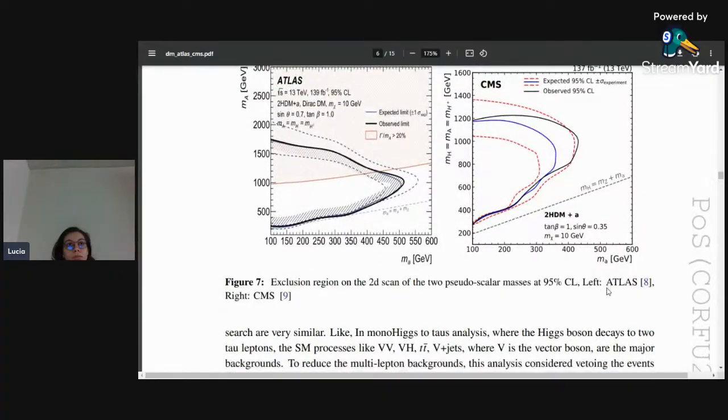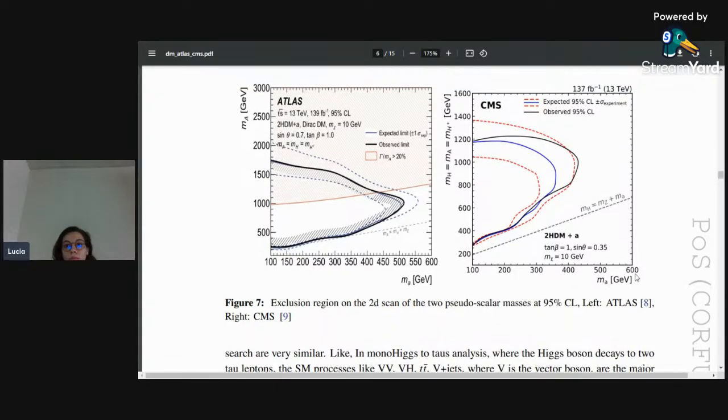Yes. So do you know why they are using in the second plot the masses? They have equal masses for the heavy Higgs, for the pseudoscalar, and the charged Higgs.